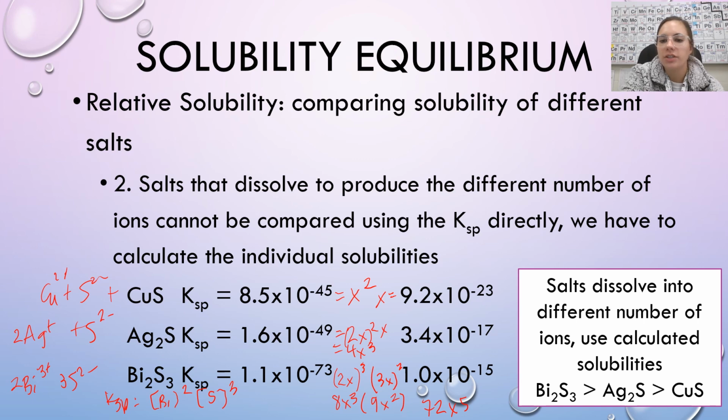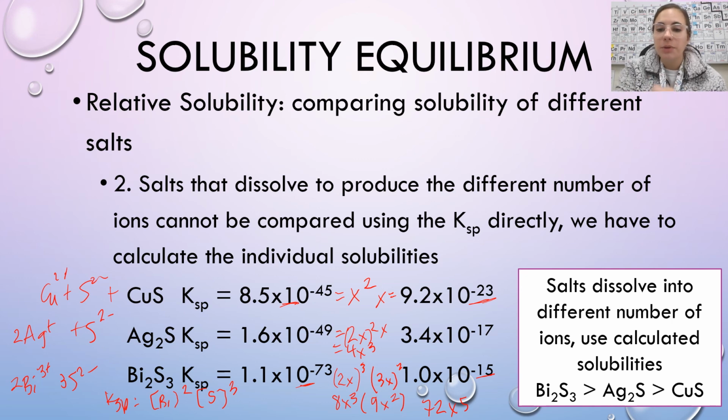So if we had just used our Ksp values, we would have said that this is the least soluble and this is the most soluble. But in reality, this one's the least soluble and this one is the most soluble. So when you're asked to compare the solubilities, if they dissolve into the same number of ions, just use Ksp. If they dissolve into a different number of ions, you have to solve for x.